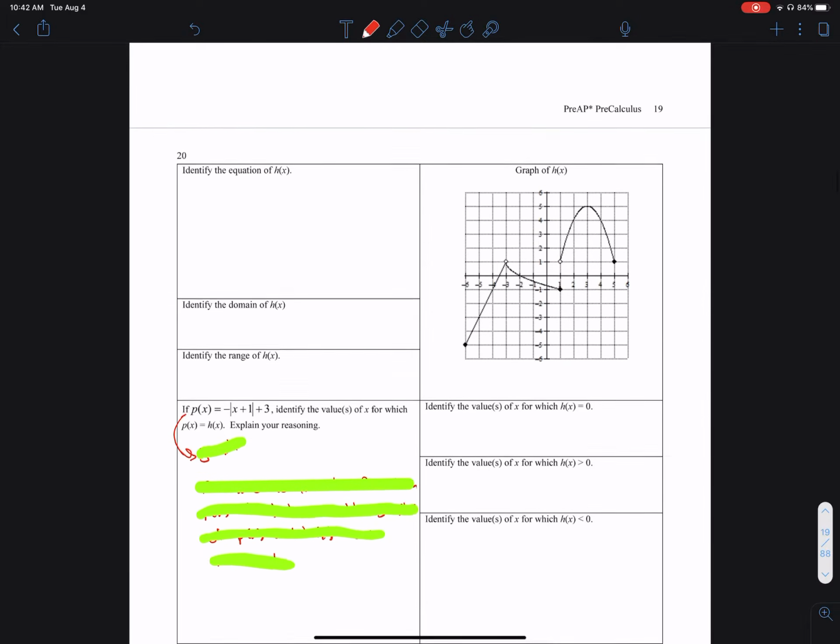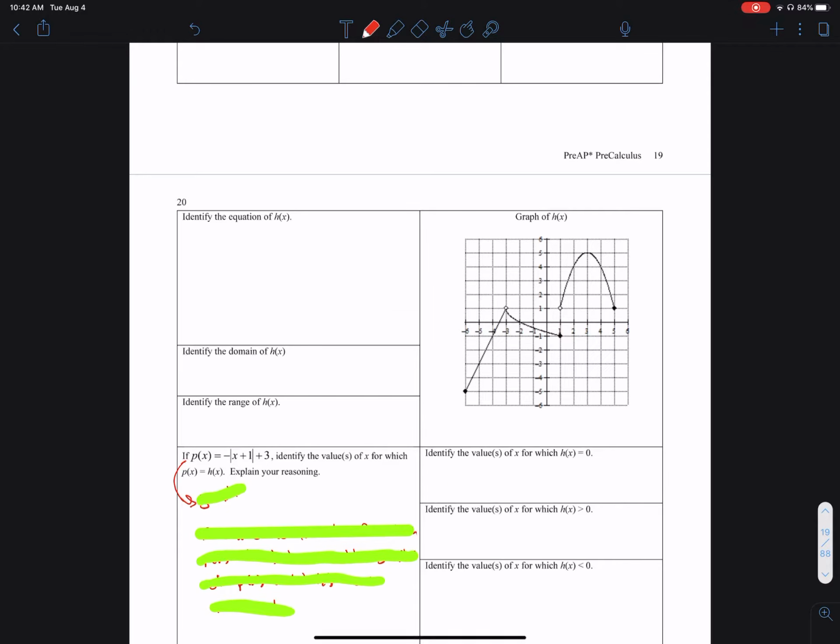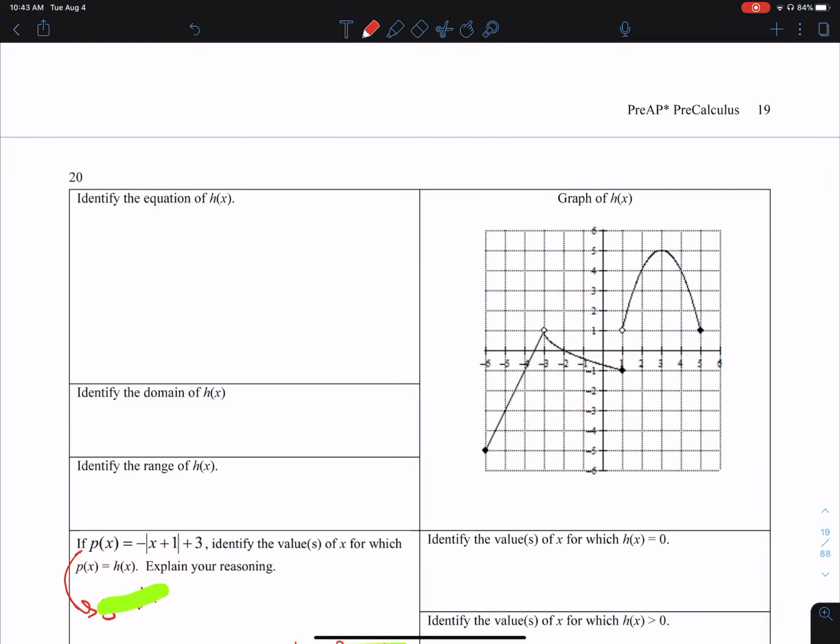All right, next page. Identify the equation of h of x. This is a piecewise function. This is going to take some work. How many pieces are there, first of all? We have what appears to be linear, what appears to be a square root, and what appears to be a parabola. So I'm going to say there are 3 parts. So h of x equals, I'm going to have 3 parts to this. This first part is going to be a line. Second part is going to be a square root. And the third one is going to be a parabola.